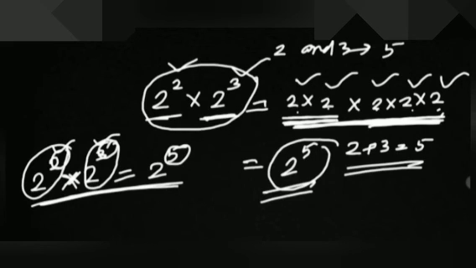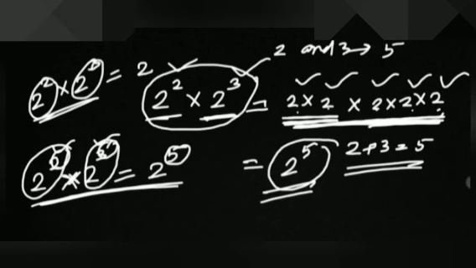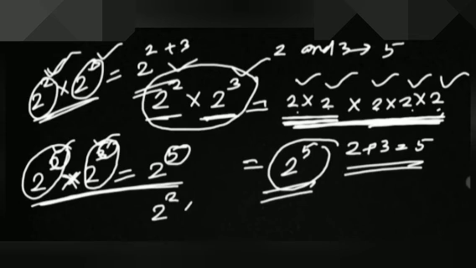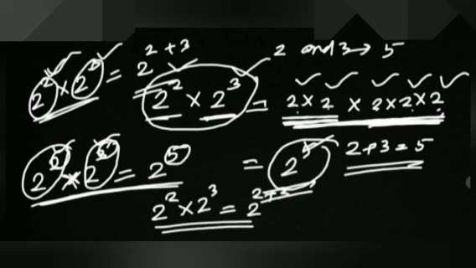Isn't it? On multiplying two power forms, 2 raised to 2 is a power form and 2 raised to 3 is a power form, and on multiplying these two power forms, in the answer what happens? Here the power is 2 and here the power is 3. Their powers get added. That means 2 raised to 2 into 2 raised to 3 is equal to 2 raised to 2 plus 3. Understood?